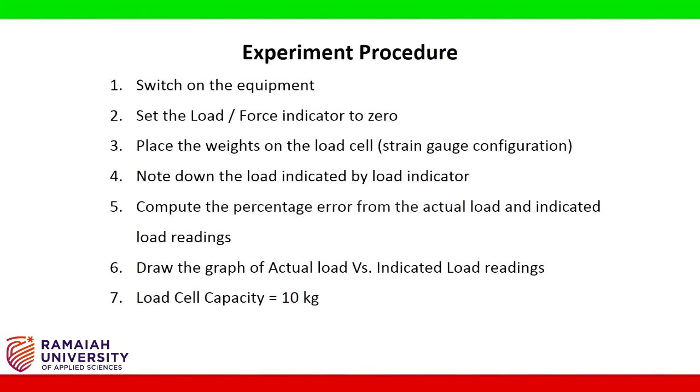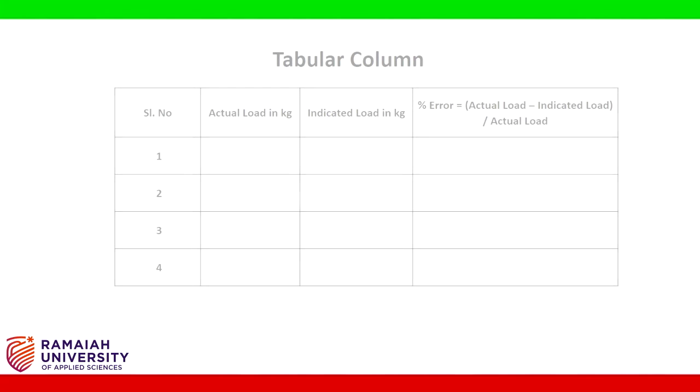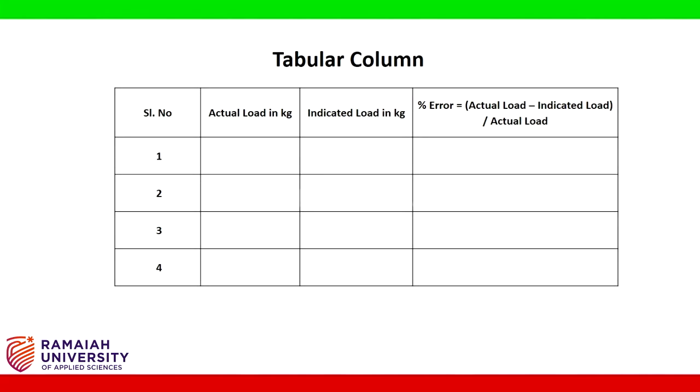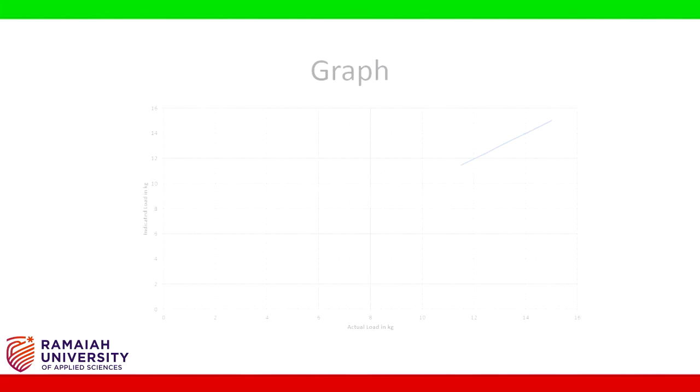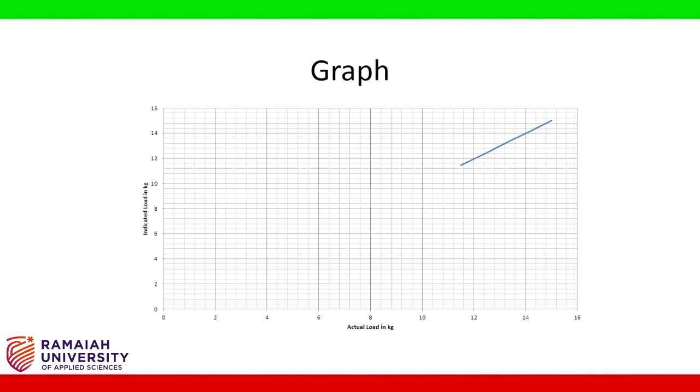Compute the percentage error from the actual load and indicated load readings. Draw the graph of actual load versus indicated load readings. Load cell capacity is equal to 10 kg. The readings obtained from the experiment must be tabulated in the format of a tabular column. Carry out the calculations using standard formulae of reading a load cell and find the error in reading as well as the sensitivity value of the instrument. One graph is to be plotted after tabulating the readings: indicated load versus actual load of load cell readings.